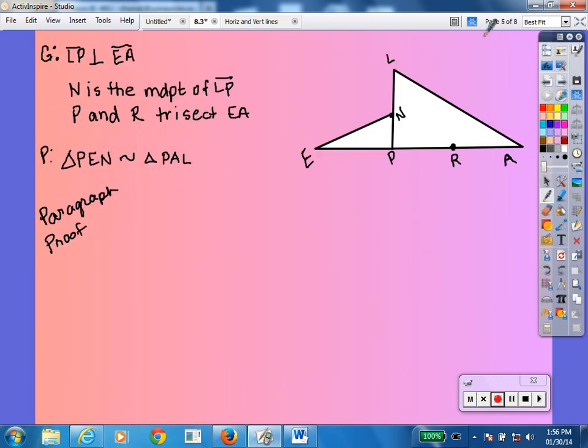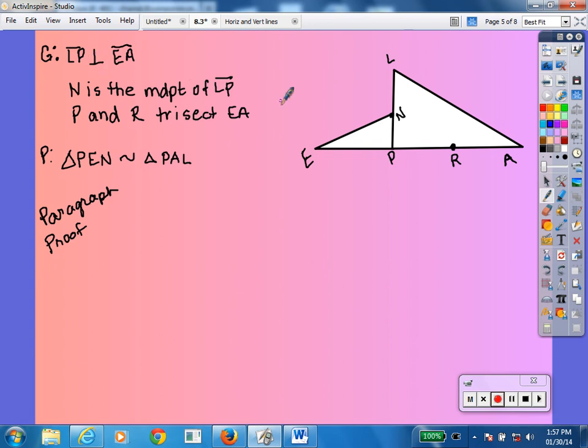All right, let's do another one. We're going to do a paragraph proof with this one. It'll be faster, it'll be easier because we were given midpoints and trisections. All right, so we're trying to prove that triangle PEN is congruent to triangle POW. Not congruent, apologize. Let me take a drink. It's similar, they're similar.